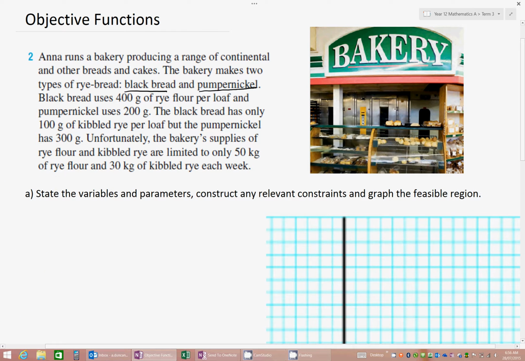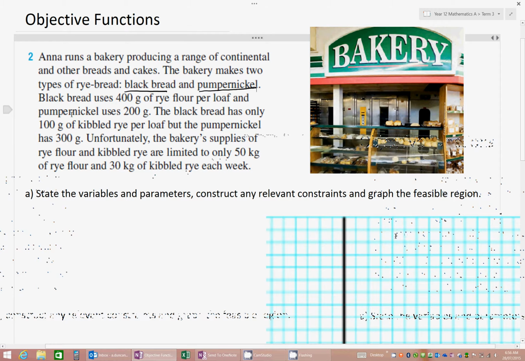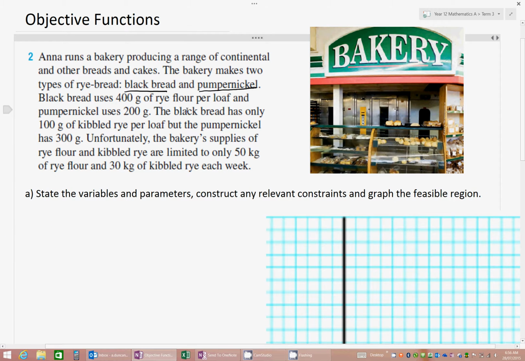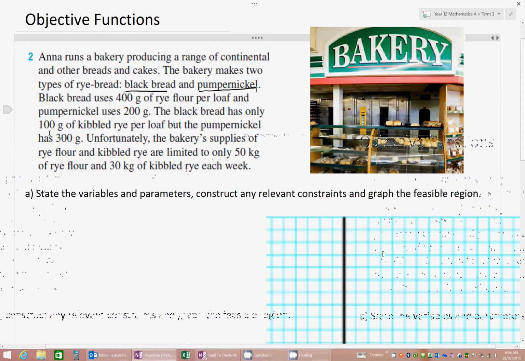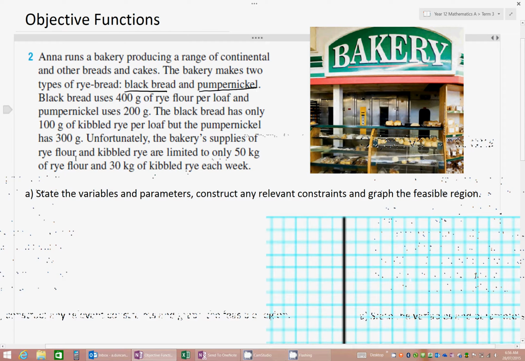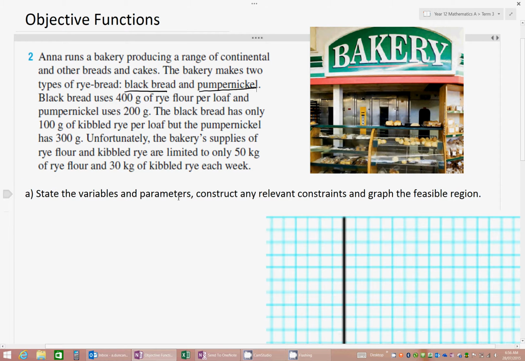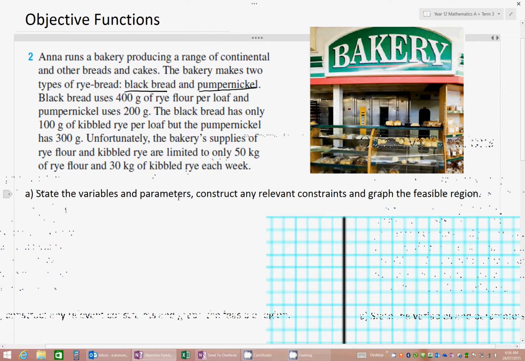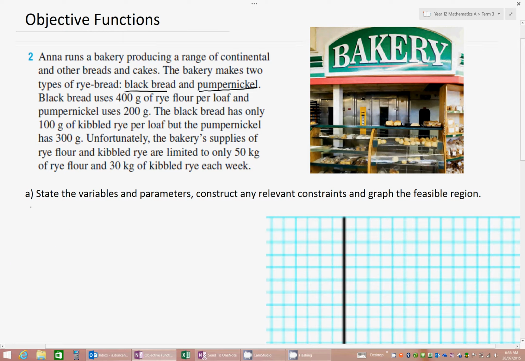Here's the number of ingredients that black bread requires of rye, and here's how much rye pumpernickel needs. Black bread only needs a bit of this other kibbled rye, but pumpernickel needs more. And unfortunately we've got limited supplies of those 2 ingredients per week. So part A is basically just like constructing the feasible region. So state the variables.